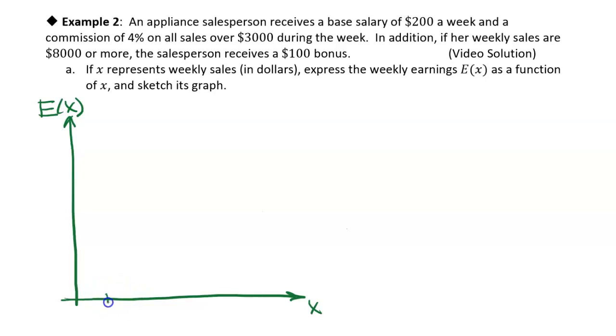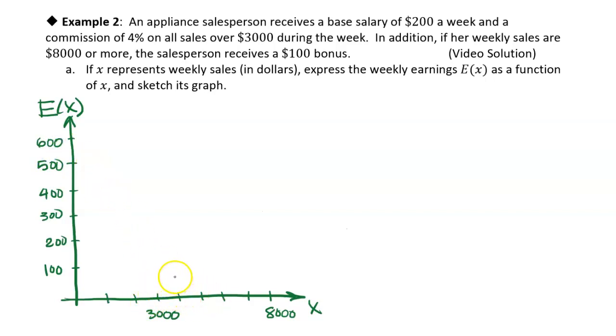So let me just label this x-axis. 1, 2, 3, 4, 5, 6, 7, 8. So this is 8,000 and this is 3,000. It's not very even, but okay. So that's her weekly sales. And then her earnings, I'm just going to call this 100, 200, 300, 400, 500, 600. Okay. All right.